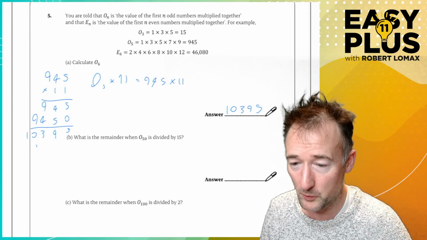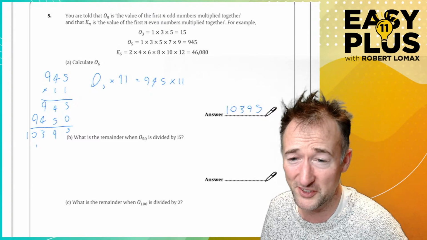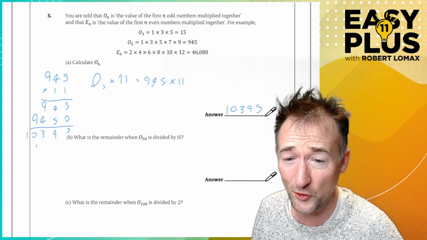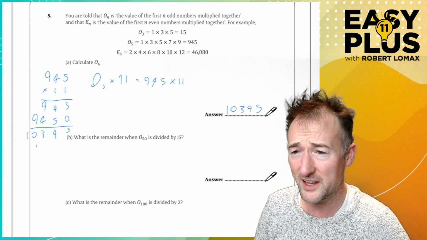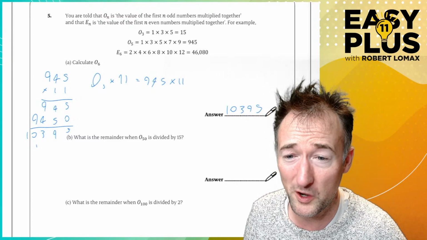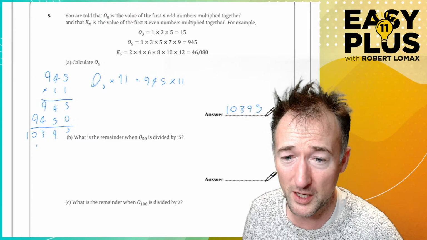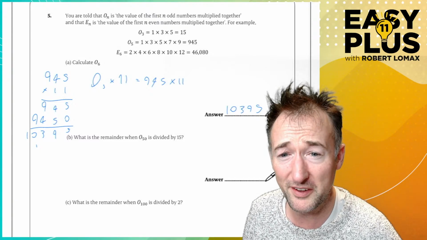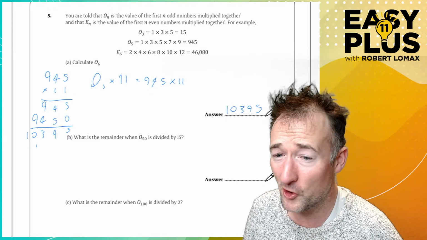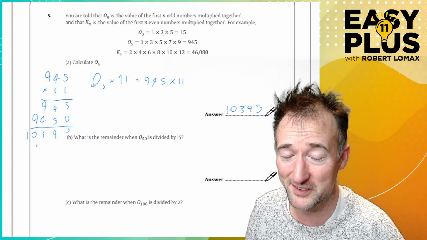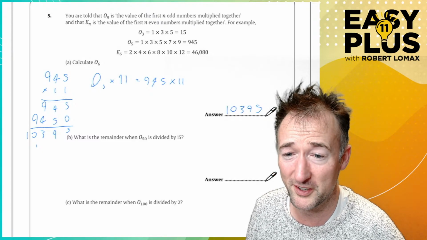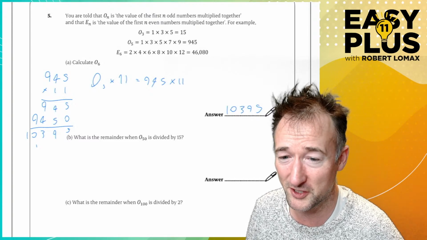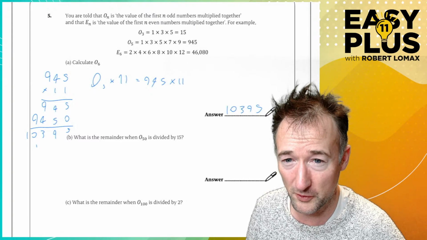Now here, what's the remainder when O50 is divided by 15? So the first 50 odd numbers multiplied together. Now, if you're not thinking, you'll try to work out O50. But I'll give you a tip. It will be a number of such vastness that none of our brains are able to comprehend it. You're not going to be able to calculate O50 in the exam. Even if you're preposterously good at multiplication, you're not going to have time. That is not how you do it.